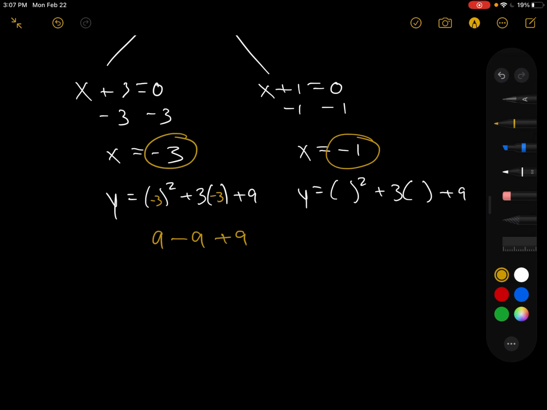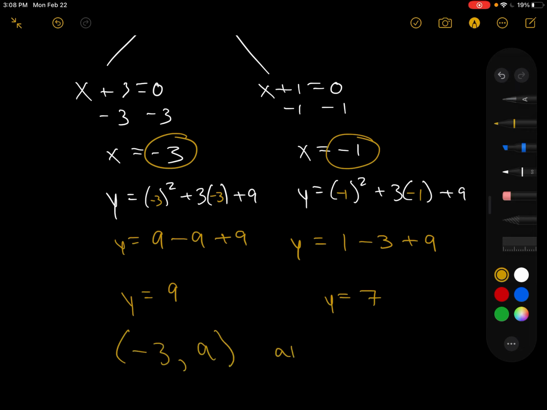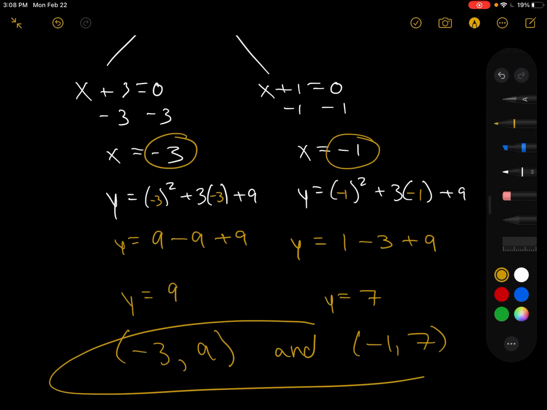So positive 9, minus 9, plus 9, or in this case, y just equals 9. For minus 1, we get 1 minus 3 plus 9, or y equals positive 7. All right, so the final answer for this is negative 3, 9, and negative 1, 7.